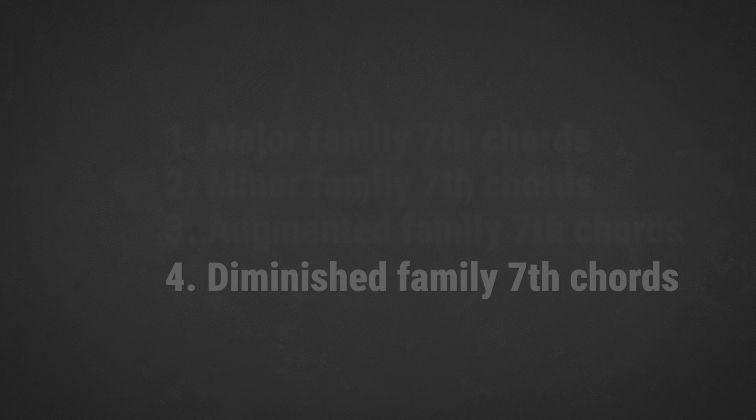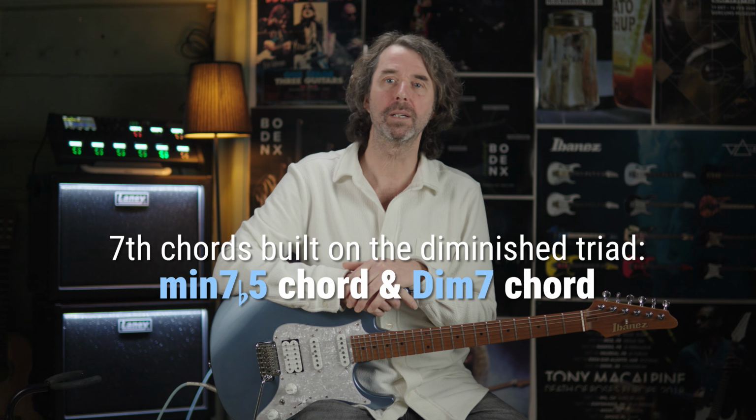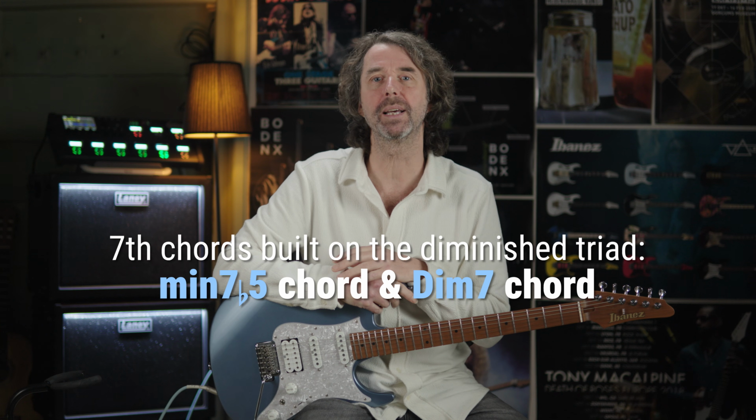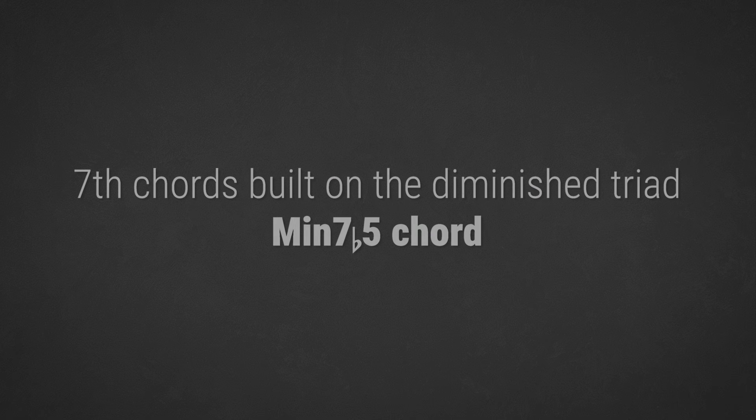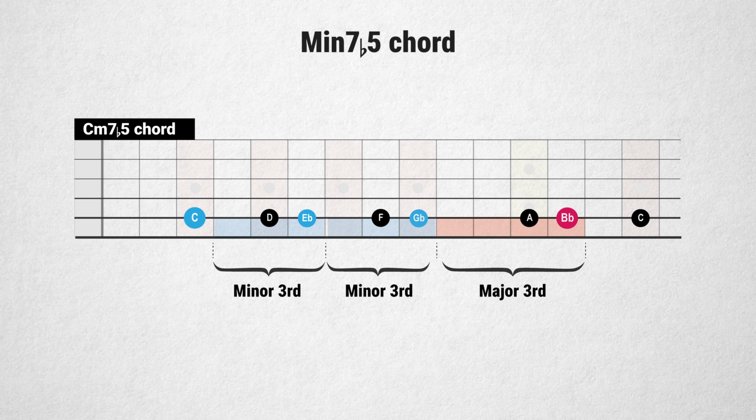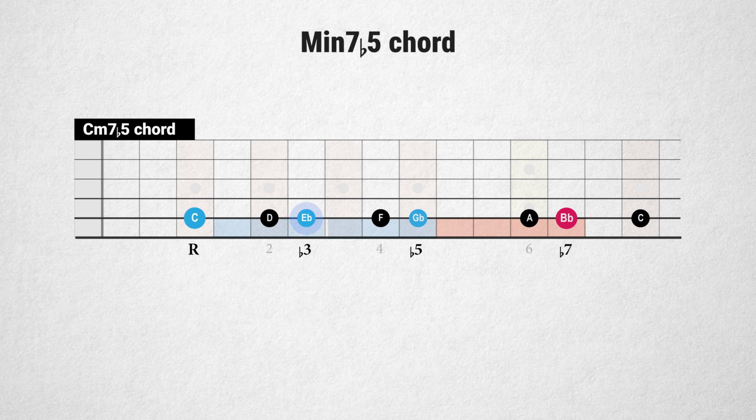Now we can build two 7th chords on the diminished triad. That is the only 7th chord, by the way, that can have a diminished 7th degree. Now when we add a minor 7 to the diminished triad, we have stacked two minor thirds and a major third. And this results in a root, a minor third, a diminished 5th and a minor 7th.